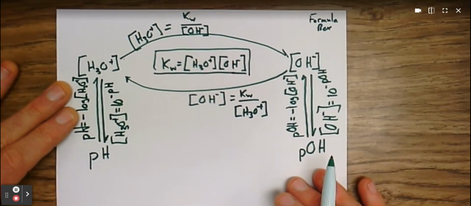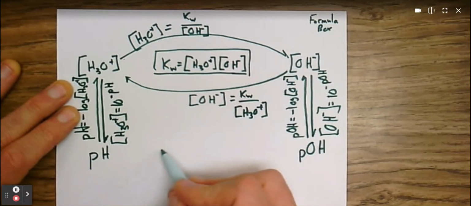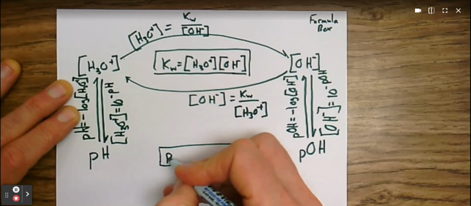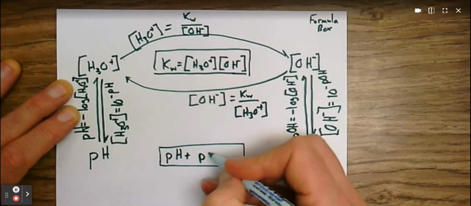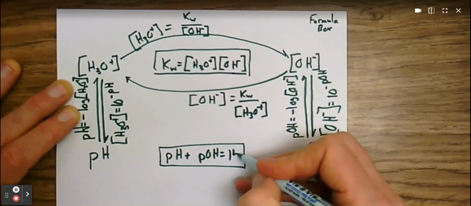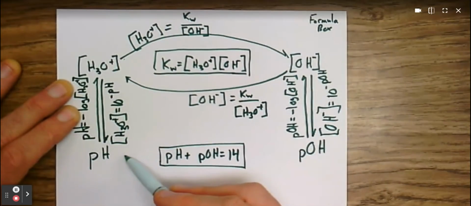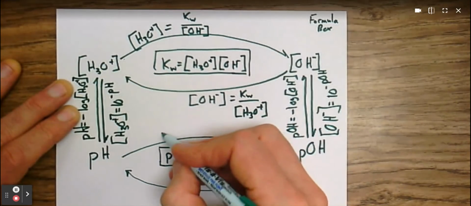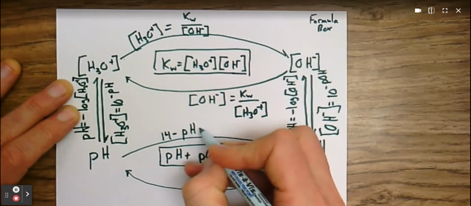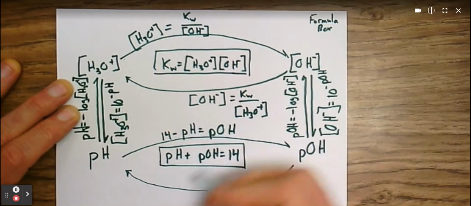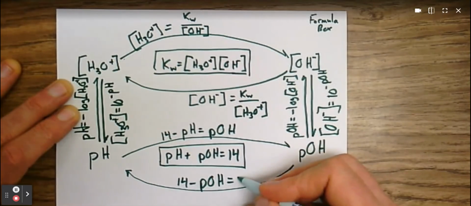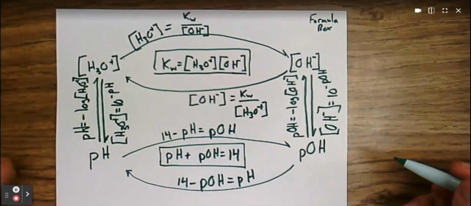Now, these two formulas: pH plus pOH equals 14. All right? So to go from here to here or vice versa, 14 minus pH equals pOH, and 14 minus pOH equals pH. All right?